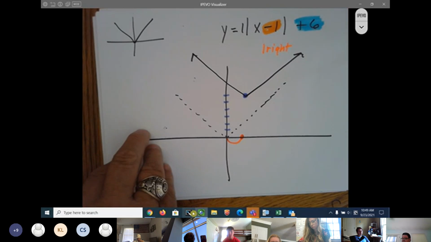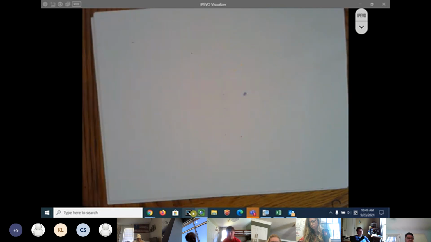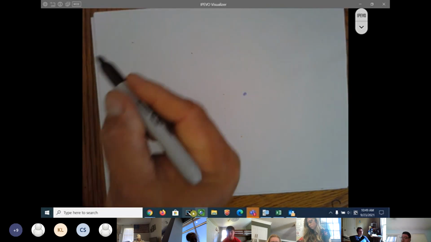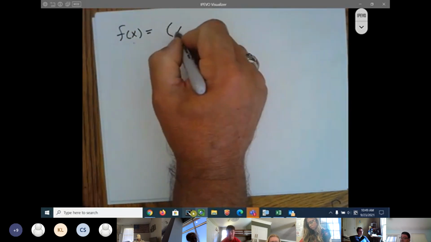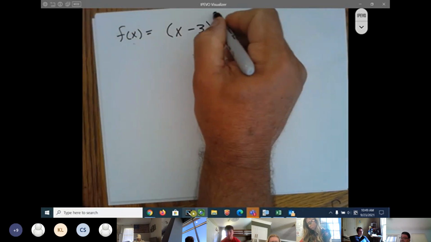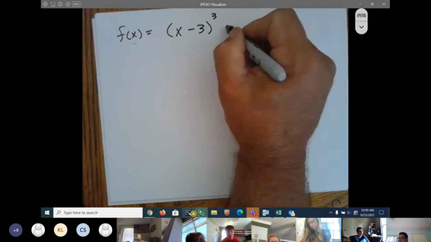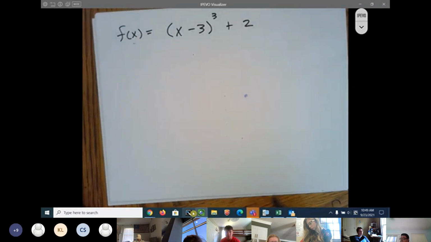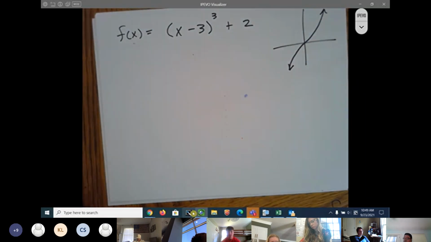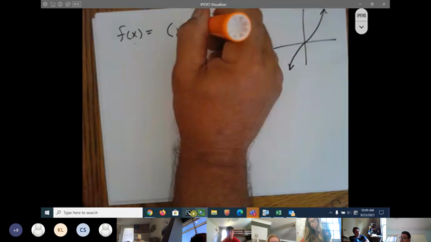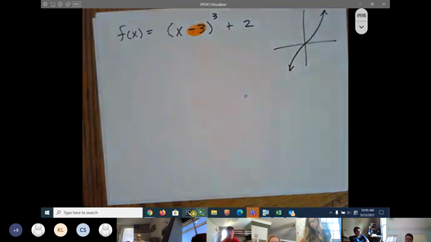Let's do the cube. I'll just make one up. F of x is equal to x minus 3 quantity cubed plus 2. Well, the cube in your parent graph looks like this. So what does this mean right here? And what does this mean?